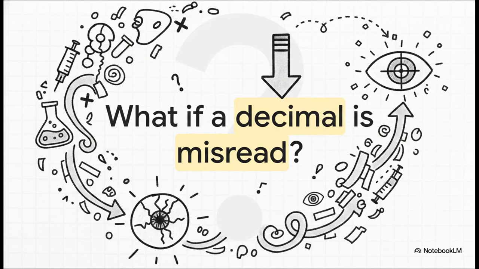As we wrap up this explainer, I want you to consider this. What if a single decimal point is misread during this process? What are the devastating consequences for a patient's vision? It leaves us to really consider the immense stakes of these simple fractions and why absolute precision in medical math is quite literally the difference between permanent blindness and a complete cure.